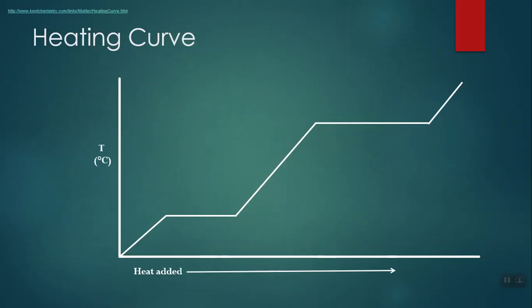When we heat up a substance, we can graph it into a heating curve. So each substance has its own unique heating curve. And on the graph, you can see on the y it has temperature, and on the x it's the heat, the amount of heat or energy that's being added or absorbed.